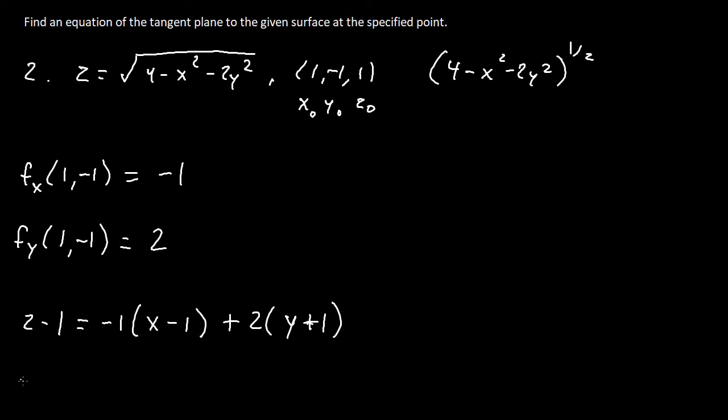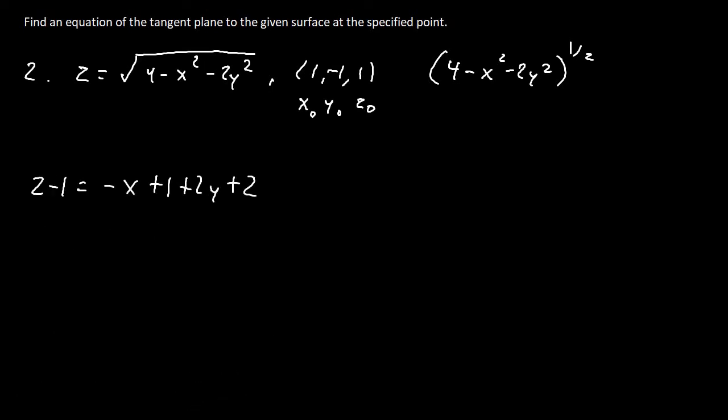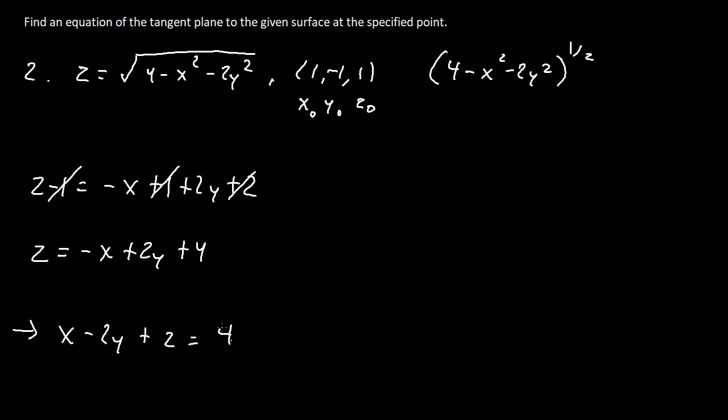And then we go ahead and simplify. So z minus 1 equals negative x plus 1 plus 2y plus 2. So now z equals, now 1 plus 2 is 3, and if I go ahead and add over the 1, we'll get 4. So negative x plus 2y plus 4. Now this is an acceptable answer, but if you want to put all the constants on one side and the variables on another side, we go ahead and add the x and subtract the 2y. So we'll get positive x minus 2y plus z equals 4 as the tangent plane equation.